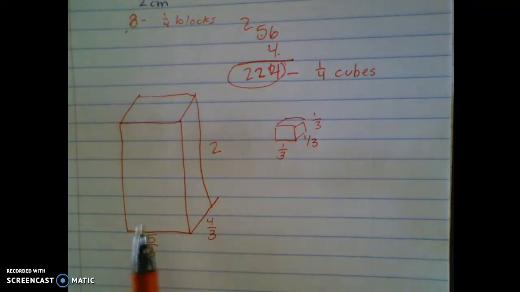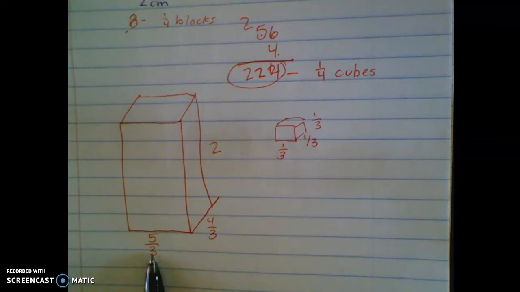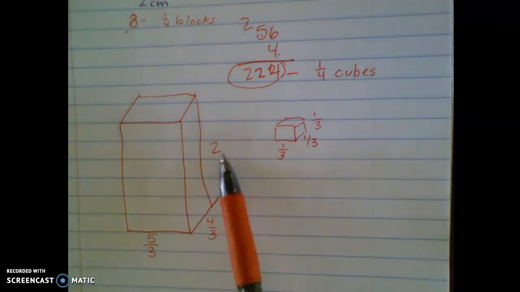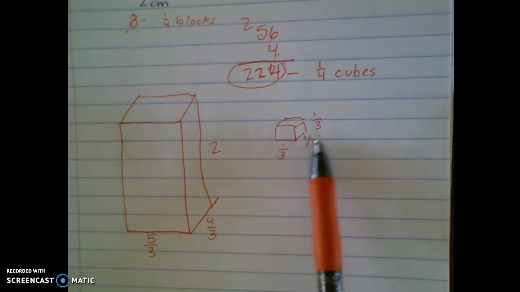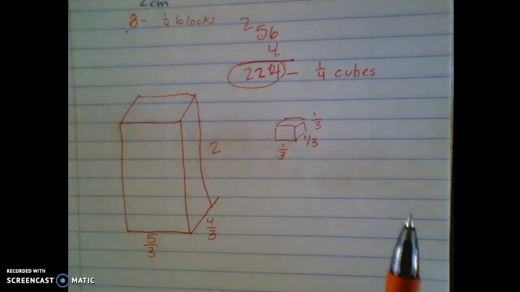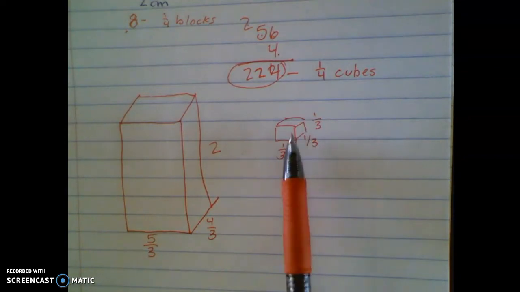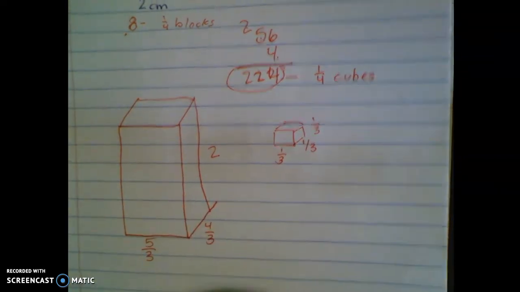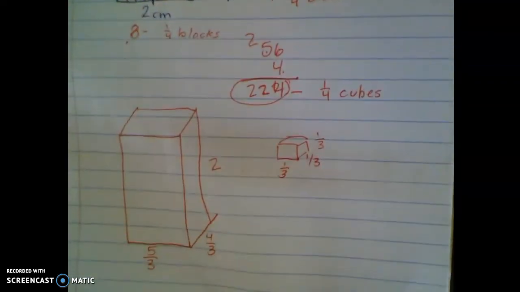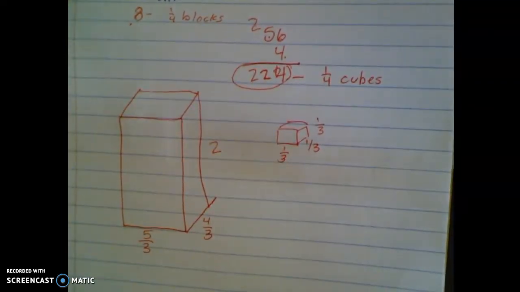So we're going to do this problem right here. So again, we have a rectangular prism. It measures 5/3 by 4/3 by 2, and we're going to be filling it with cubes that are 1/3 by 1/3 by 1/3. So go ahead and pause the video and see if you can solve this one the same way that I solved this one up here. You should have paper and pencil with you and should be able to solve these. When you have it solved, check back and see if you got the same answer I did.